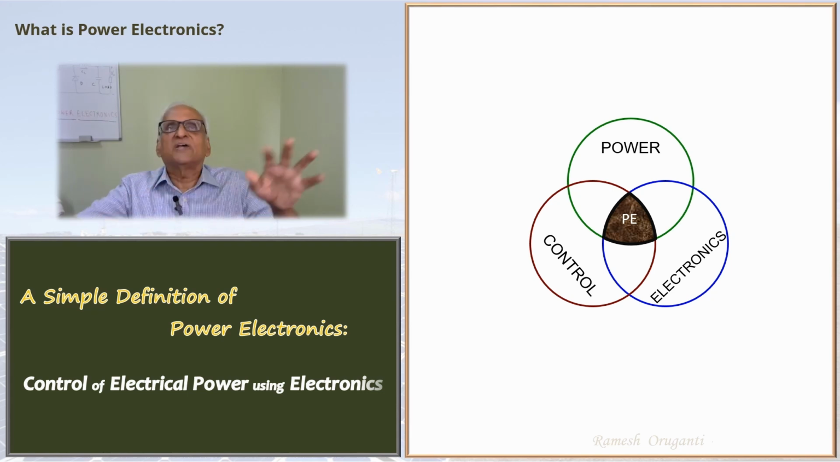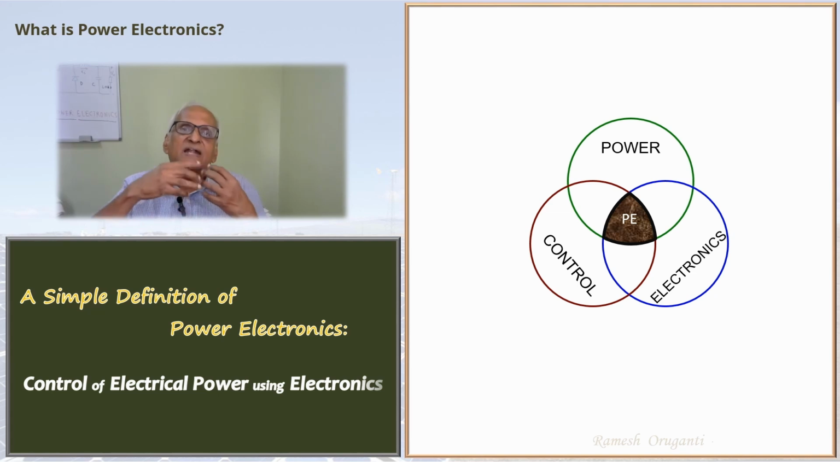So for a large majority of what we are doing, you can see that it is control of electrical power through electronics. So that can become our definition for power electronics: control of electrical power using electronics. You can see that this is a multidisciplinary field. Even though we will be mainly studying power converter circuits, those are the electronic circuits that do the power conversion.